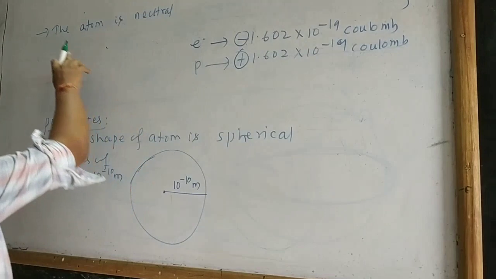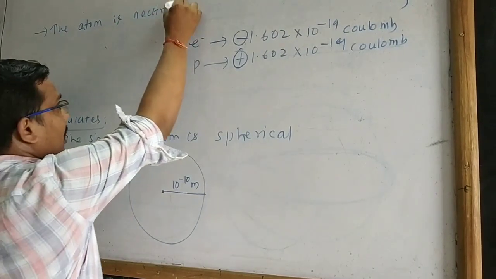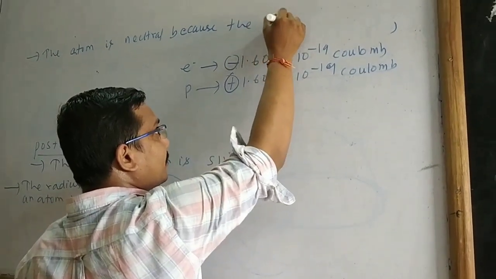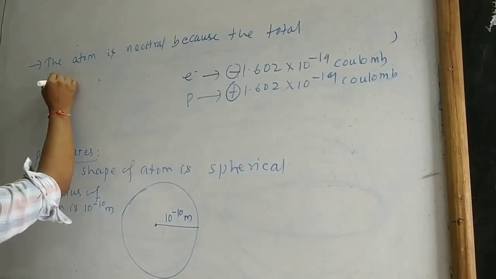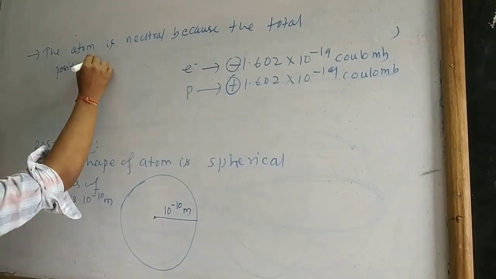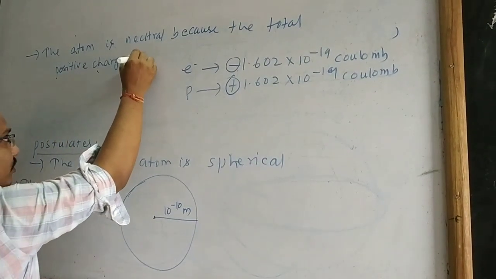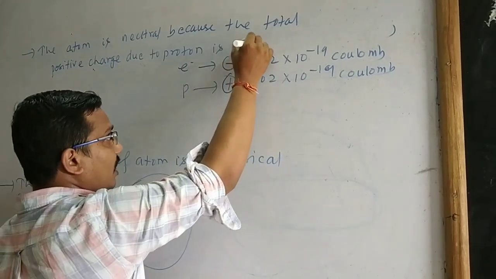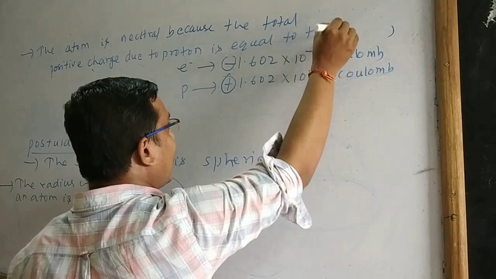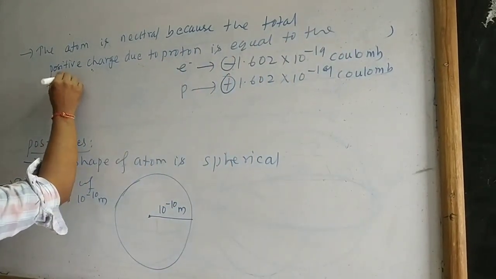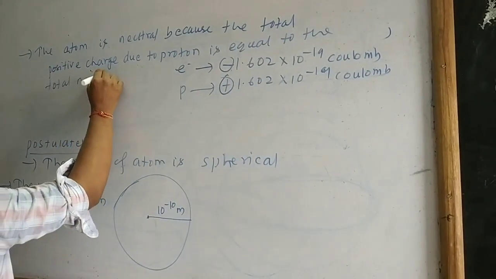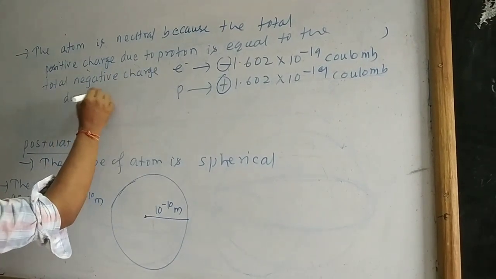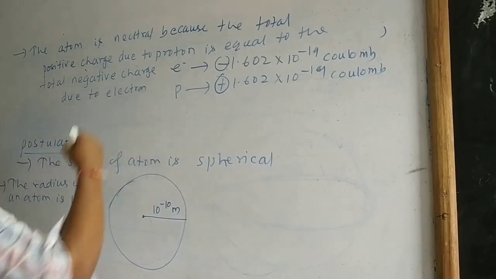That means we can write that the atom is neutral because the total positive charge due to protons is equal to the total negative charge due to electrons. Next point I will explain.